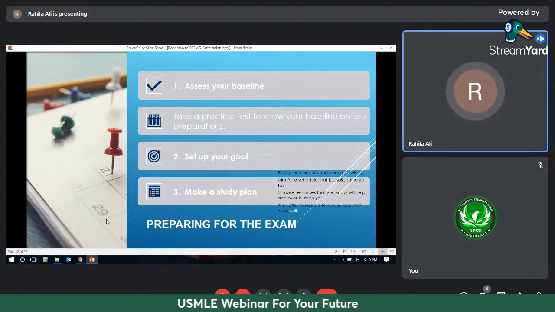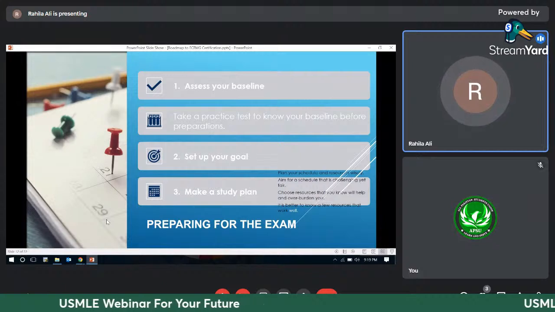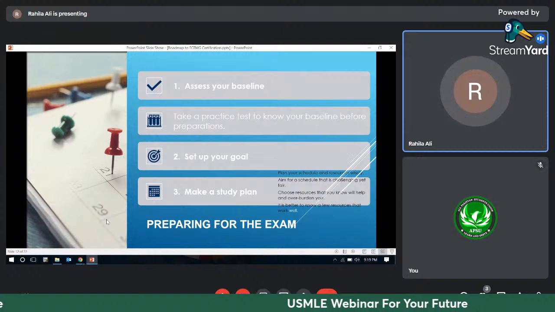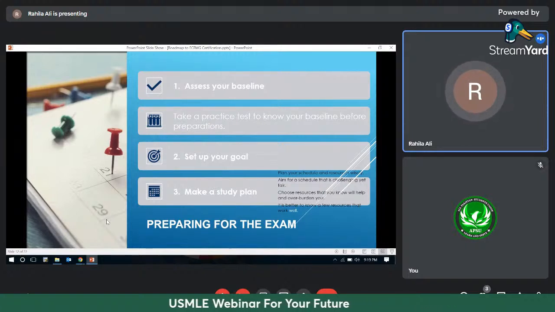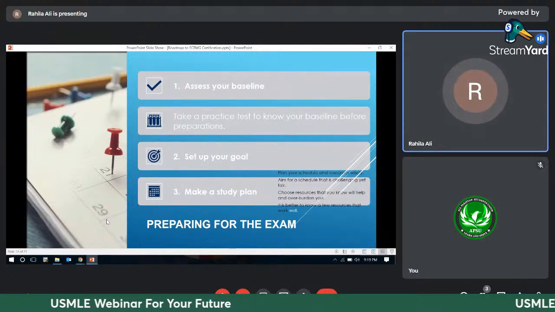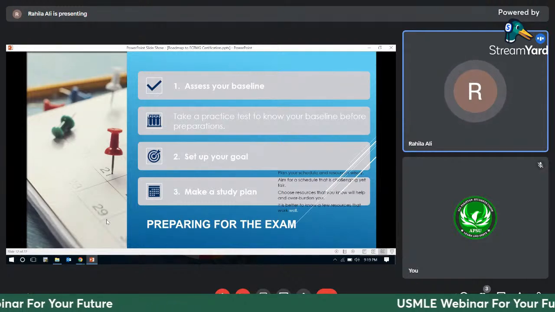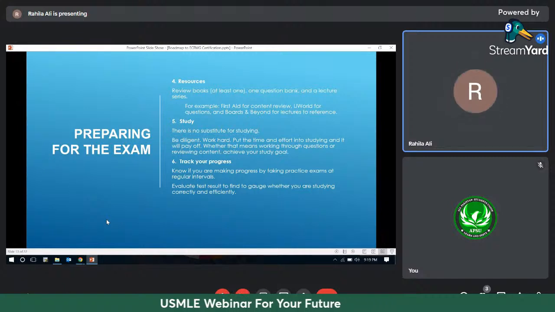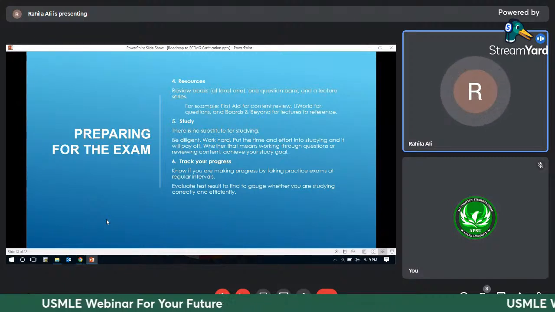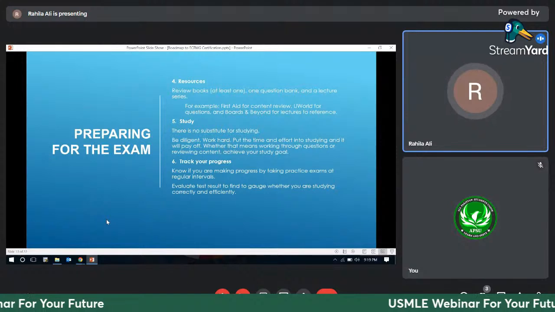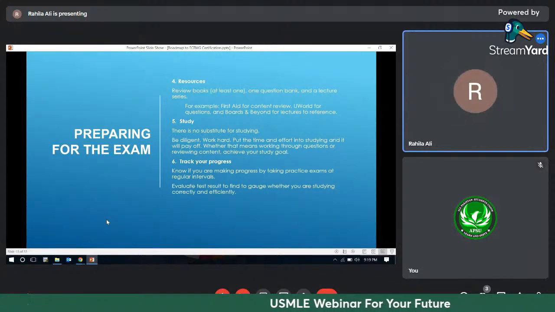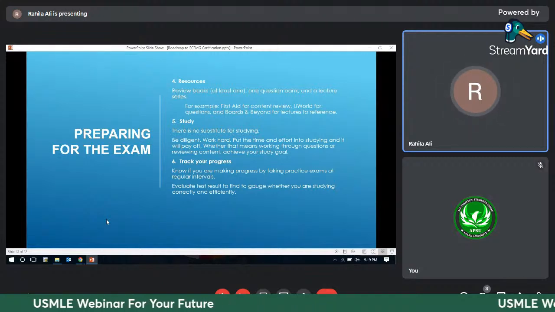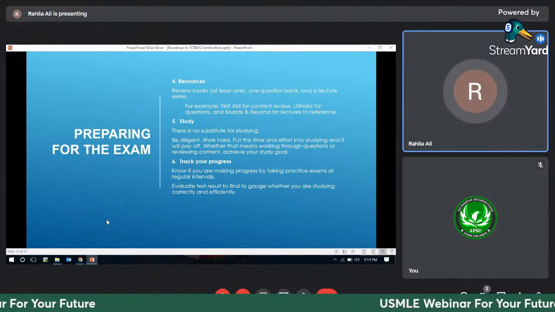After that, you choose resources and try not to overburden yourself. This is the key. I always mention, try to keep resources minimum, and only those resources that work well for you. Okay, what are the resources? You need 3 things. One is your review book. At least keep 1 review book. Everybody uses First Aid for Step 1. This is the basic review book. After that, choose a question bank and a lecture series.